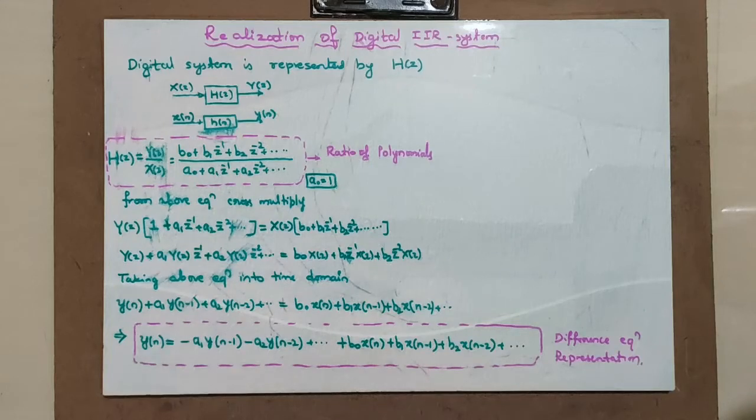Hello students, in this video session let us understand realization of digital IIR system. Till now you have implemented or realized or designed digital systems like Chebyshev filters, Butterworth filters, etc. But they need to be implemented. How are we going to implement it?